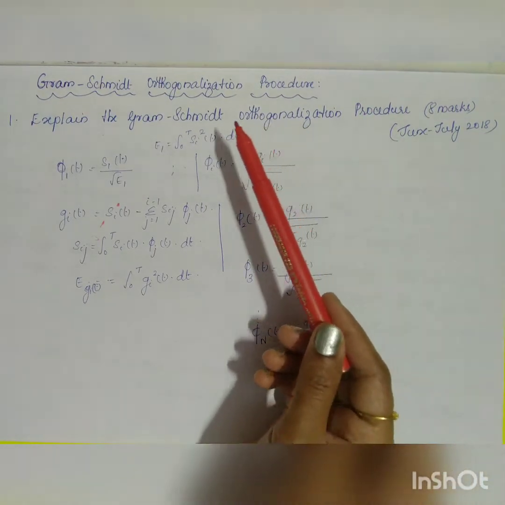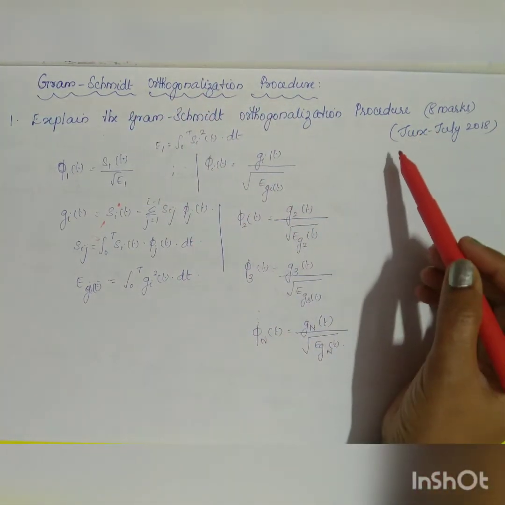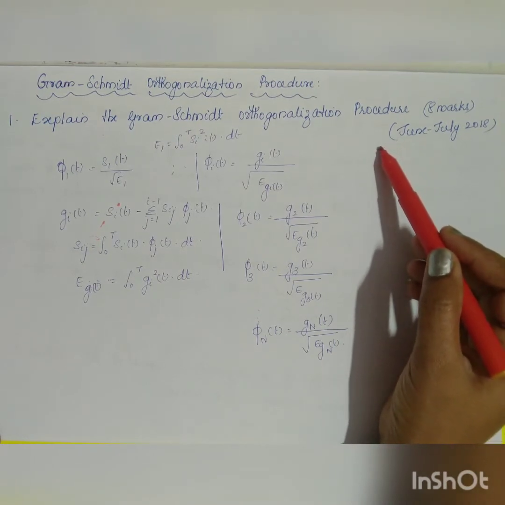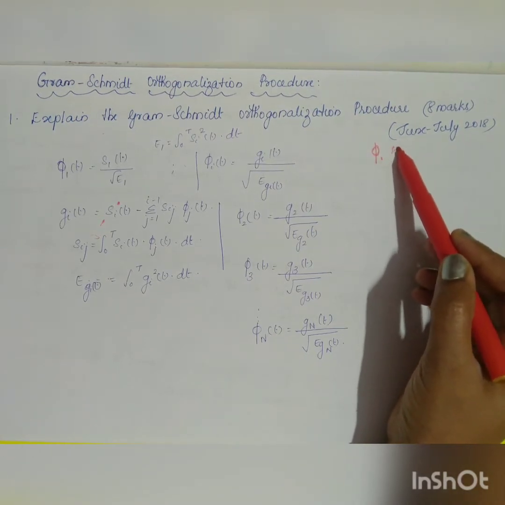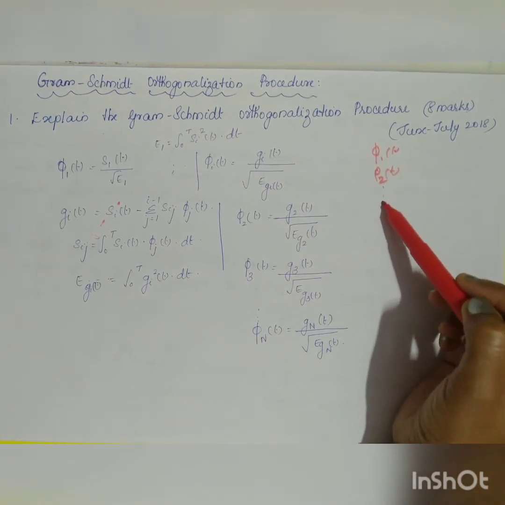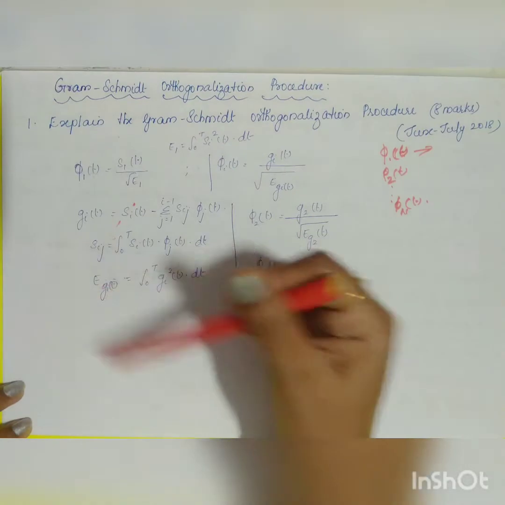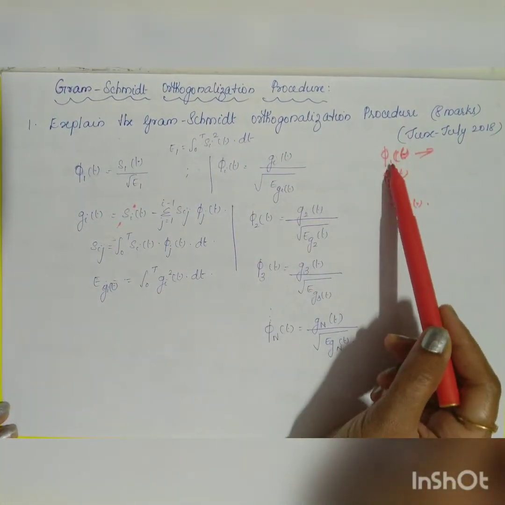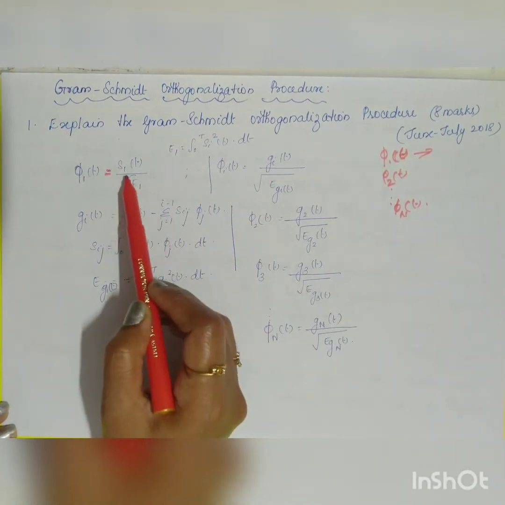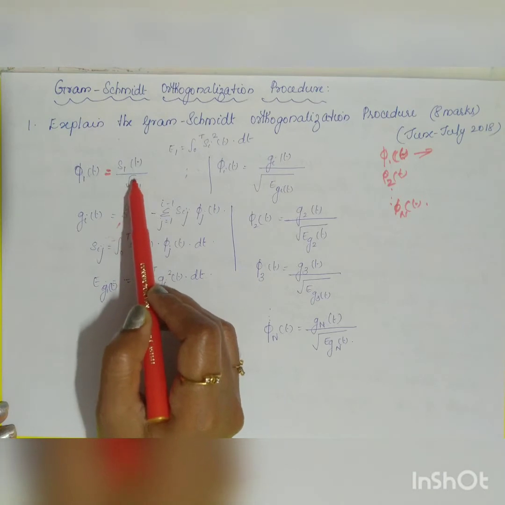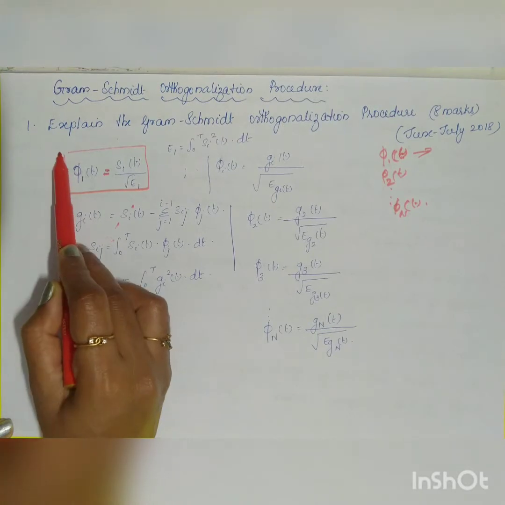So the main use of this procedure is that it is useful to find the values of your orthonormal basis functions. What were your orthonormal basis functions? We have seen in the previous video: phi 1 of t, phi 2 of t, etc., up till phi n of t. So in general, the first basis function, phi 1 of t, is written directly from your signal S1 of t divided by the root of its energy, root of E1. So this is your formula for finding the first basis function.